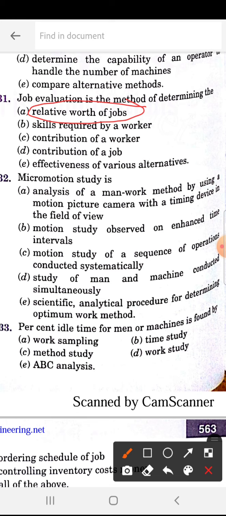Next, micromotion study is analysis of the man's work method by using a motion picture camera with a time device in the field of view. So micromotion means you have to see small things, so you need a motion picture camera unit. So like that you remember.